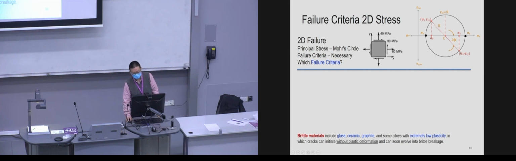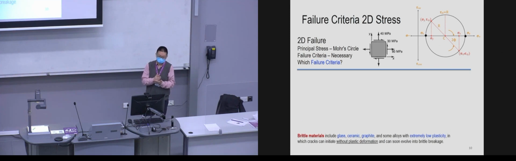We define another point on the other side of the tau axis, at sigma y and tau xy. Now we have these two points, which are easily defined. Based on these two points, we draw a line between them. And here, C gives you the intersection point between this line and the sigma axis.